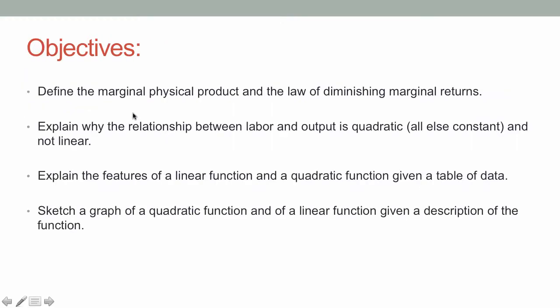Our objectives: we're going to be defining the marginal physical product and the law of diminishing marginal returns. We're going to explain why the relationship between labor and output is quadratic, all else being constant, and not linear. We're going to explain the features of a linear function and a quadratic function given a table of data. And we're going to sketch a graph, and we're going to use our Desmos calculator to graph a quadratic function and a linear function given a description of the function.